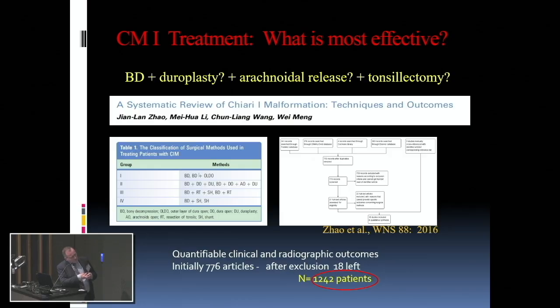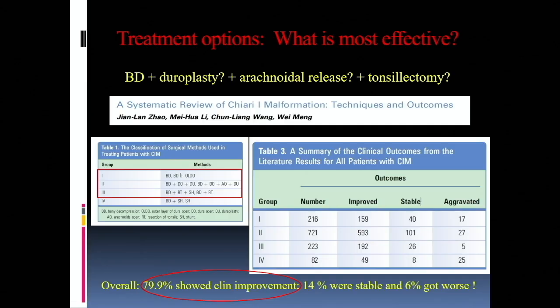And then they wanted to quantify how patients did afterwards. They pulled 1,242 patients, good cohort, and put it into different sizes. We only want to talk about the first 3 groups, relatively large numbers. Some got better, some got not better but not worse, and some got worse. Overall, 80% of patients benefit from Chiari surgery. Sounds pretty convincing, cool number, right? Most patients would say yes.